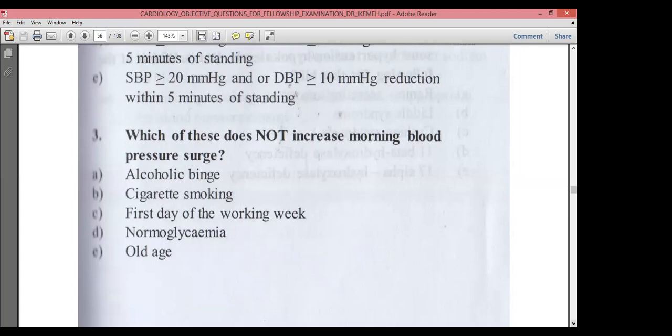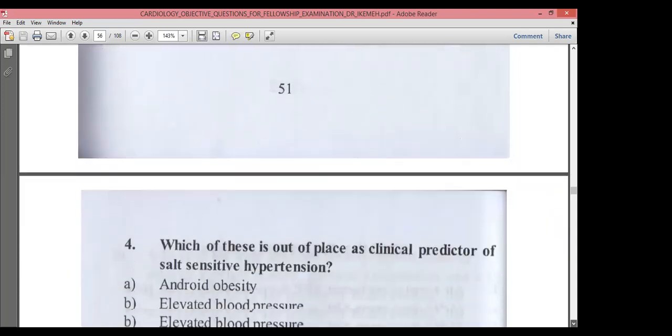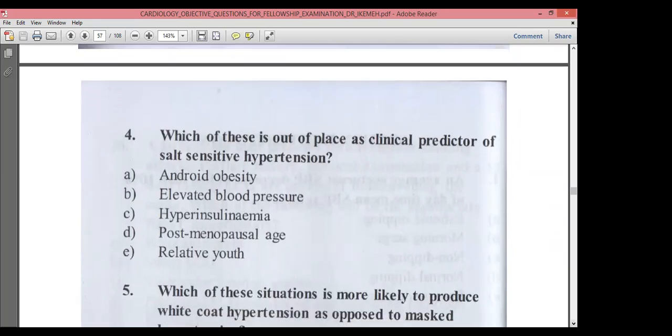Then number 4, it says which of the following is out of place as a clinical predictor of salt-sensitive hypertension? A, android obesity. B, elevated blood pressure. C, hyperinsulinemia. D, postmenopausal age. E, relative youth.